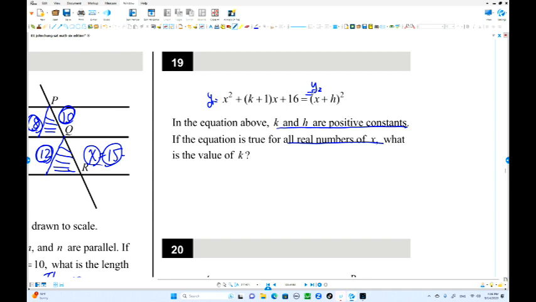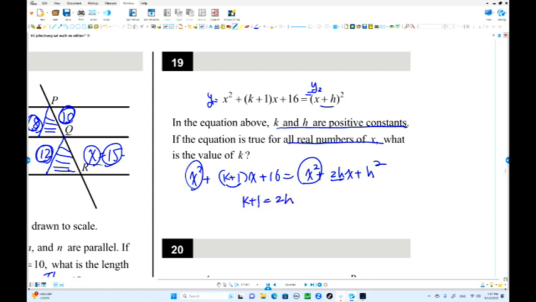What is the value of k? Anyway, the expressions must be equal. Left hand side, x squared plus k plus 1, this is already simplified. Second one, you expand this one: x squared plus 2hx plus h squared, right? Second one is what? k plus 1 equals 2h. h squared is 16. So h is positive, h is 4, right? This is 2 times h, that is 8. So k plus 1 is 8. k equals how much? 7, isn't it? That's the answer, okay?